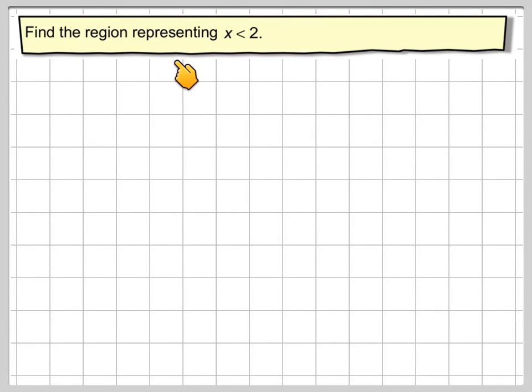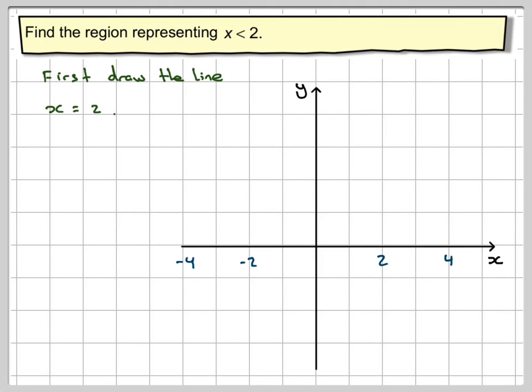Find the region representing x is less than 2. Okay, so what you need to do, first of all, is to draw the line x is equal to 2. So draw a set of axes, make sure we label our axes x and y, and make sure we draw them as straight lines, with a ruler.